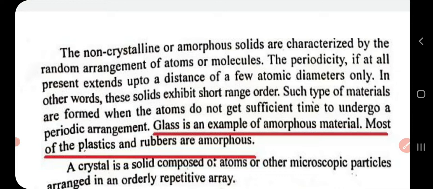The last one is the other classification, that is non-crystalline or amorphous. What was the definition that I told? There will not be any regular or periodic arrangement of atoms or molecules. That is, they are of short range periodicity. That is, periodicity does not extend throughout the cell. Periodicity extends only up to a distance of a few atomic diameters. Examples are glass, plastic, rubber, etc.